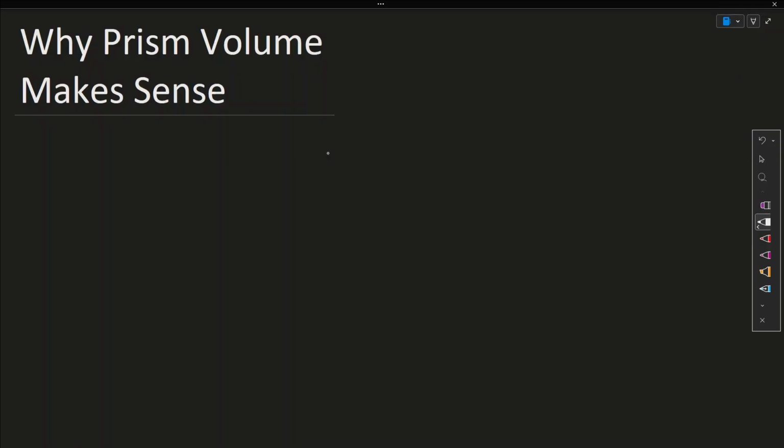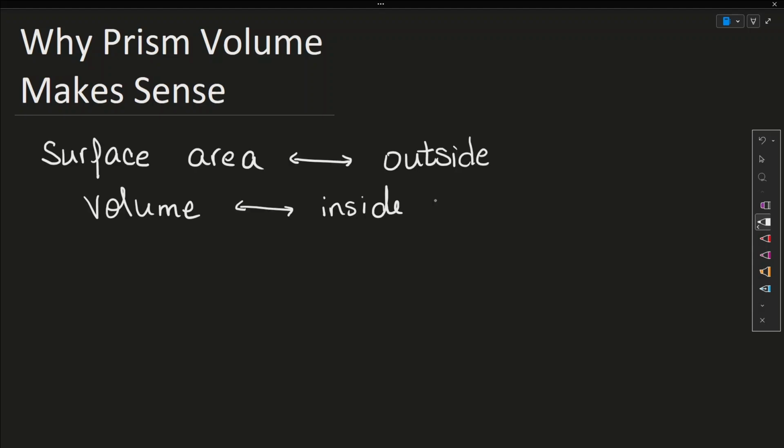Welcome back. In this lesson, we are going to study volume. Volume is one of the most important ideas in geometry because it helps us measure how much space is inside a three-dimensional object. While surface area is about covering the outside, volume is about filling the inside. That distinction is important. Surface area measures the outside, and volume measures the inside.